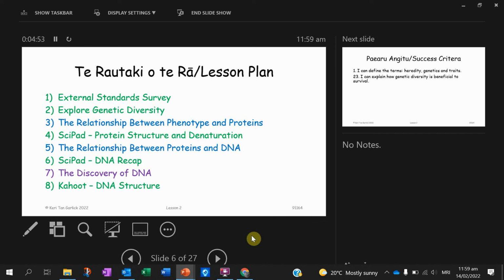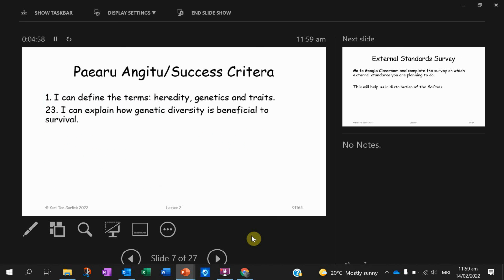So fun activities tend to be at the end because I want to keep us just on schedule. All right, success criteria. I didn't get to pass that last time, so I didn't write it, but I have now written it down. So, to be successful at the end of today's lesson, you should be able to define the following terms, which is hereditary, genetics, and trait. You should also be able to explain how genetic diversity is beneficial to survival.